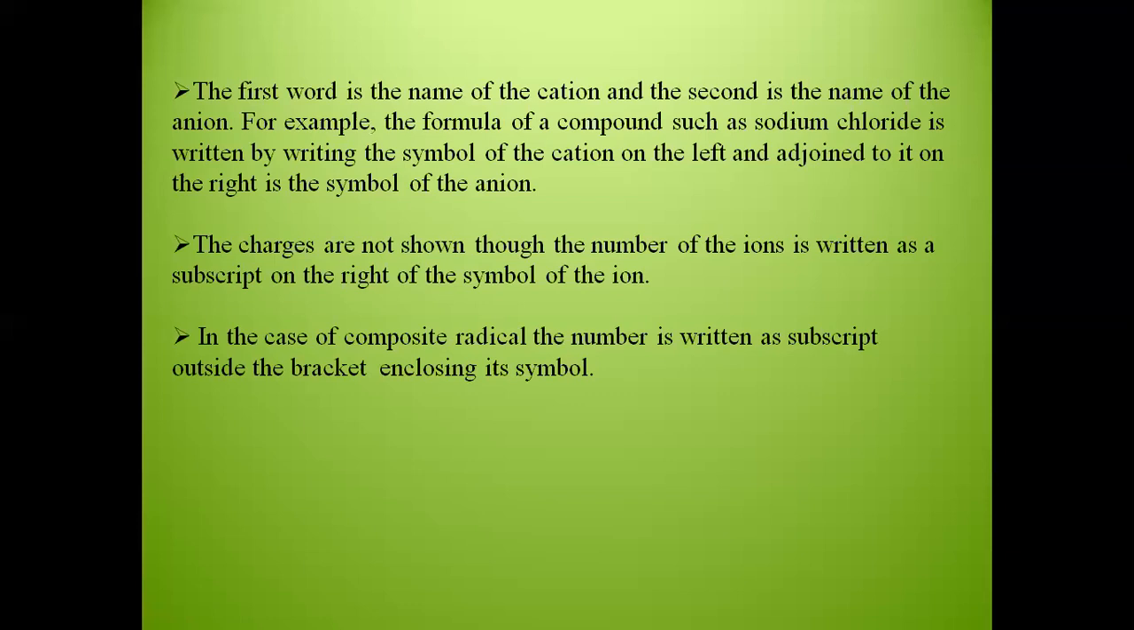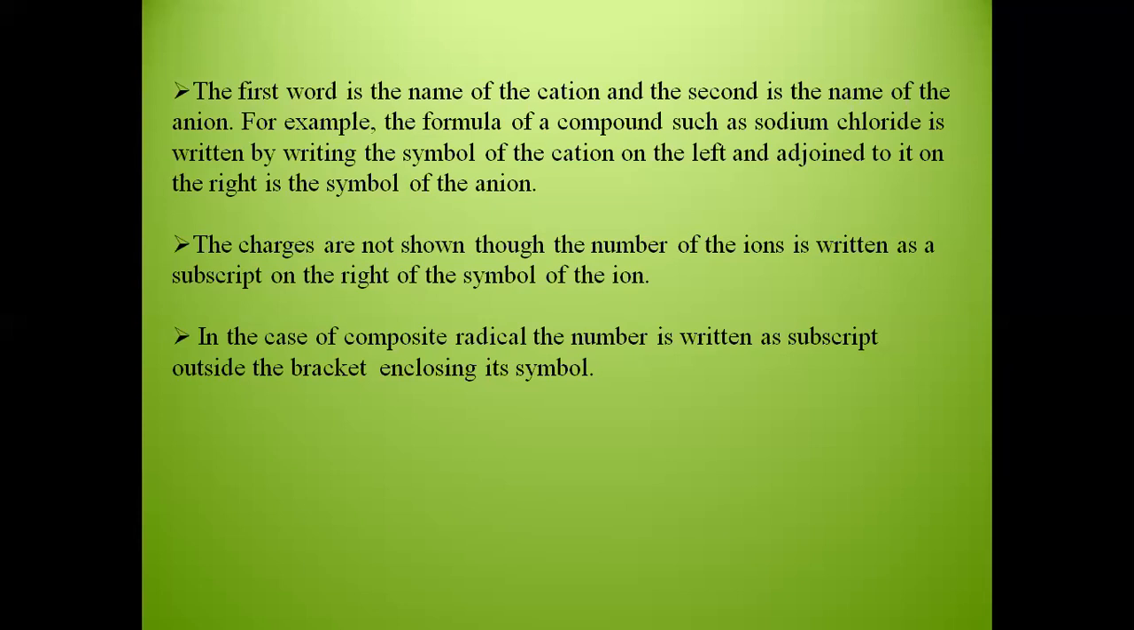This was about simple radicals, my dear students. When it's simple, like sodium chloride, sodium is also a simple radical, chlorine is also a simple radical. Both had valencies 1. We crisscrossed and we easily got the formula as NaCl. But what in the case of composite radicals? In case of composite radicals, the number is written as a subscript outside the bracket enclosing the symbol.